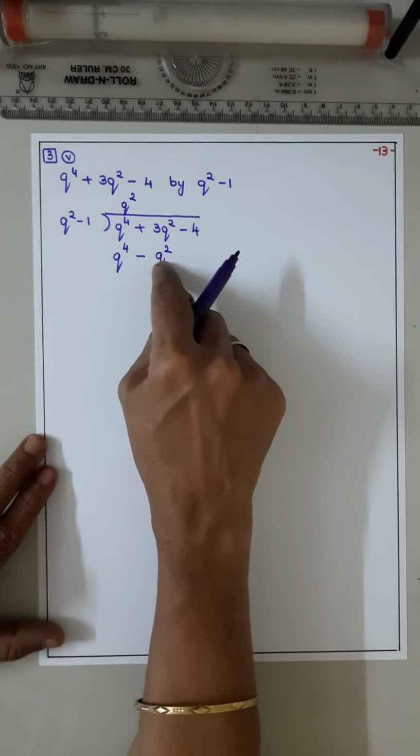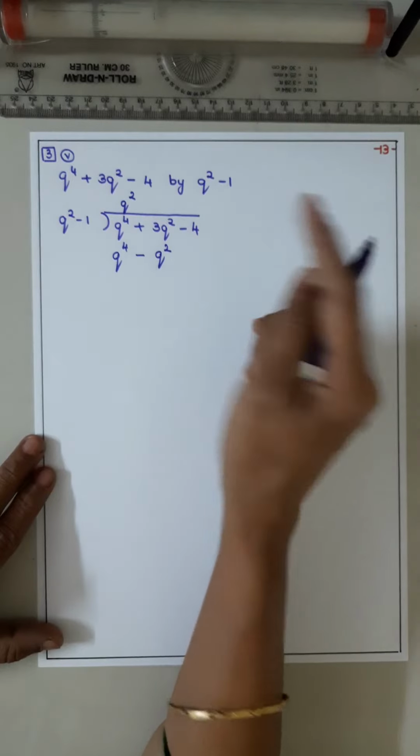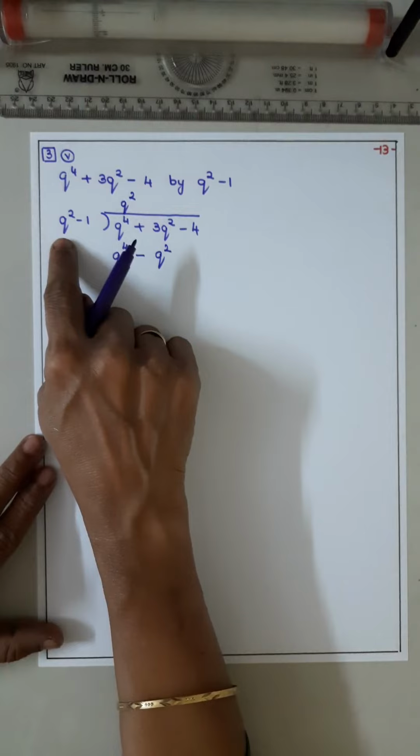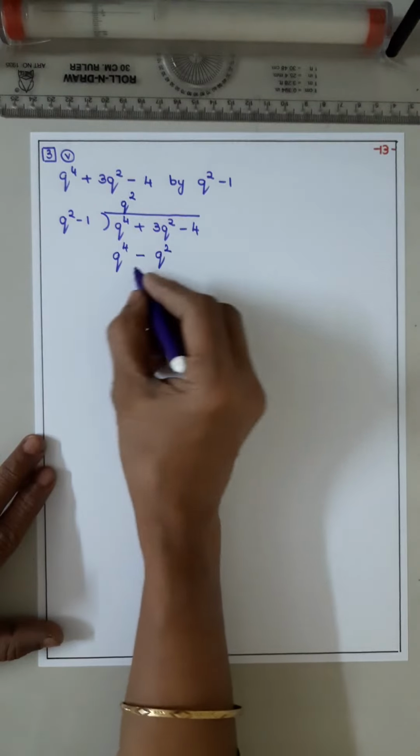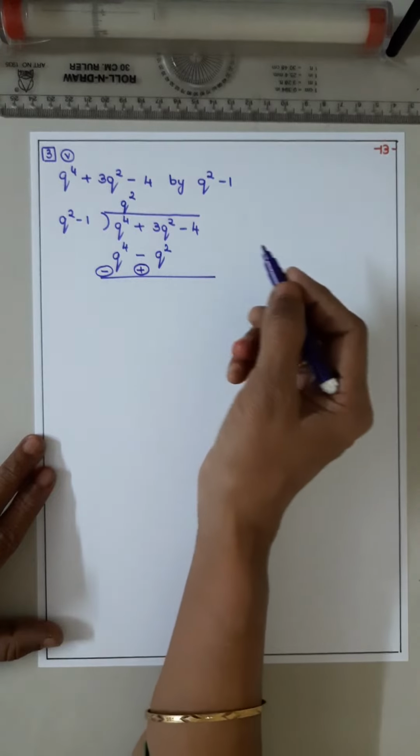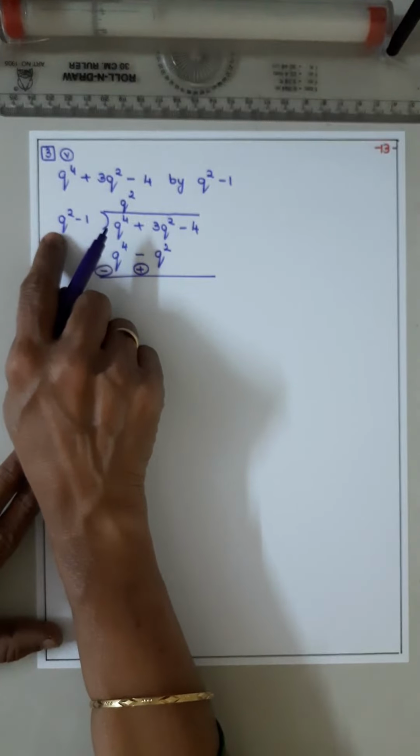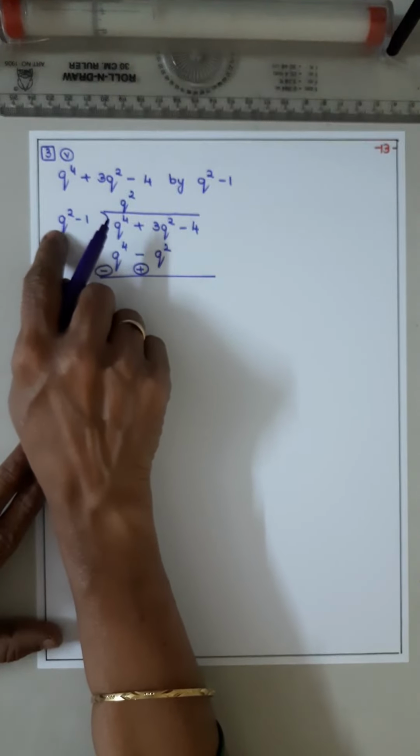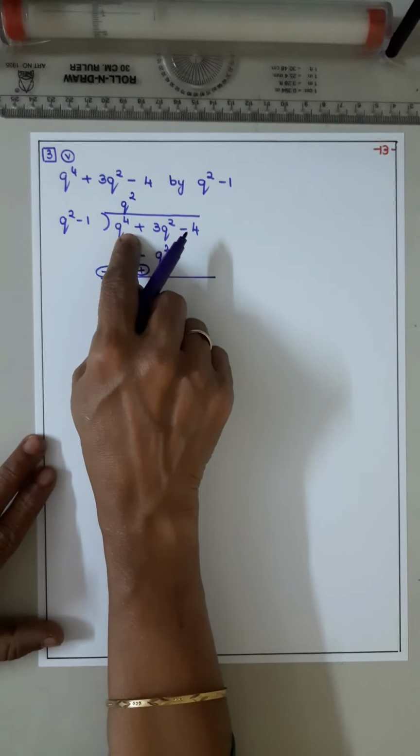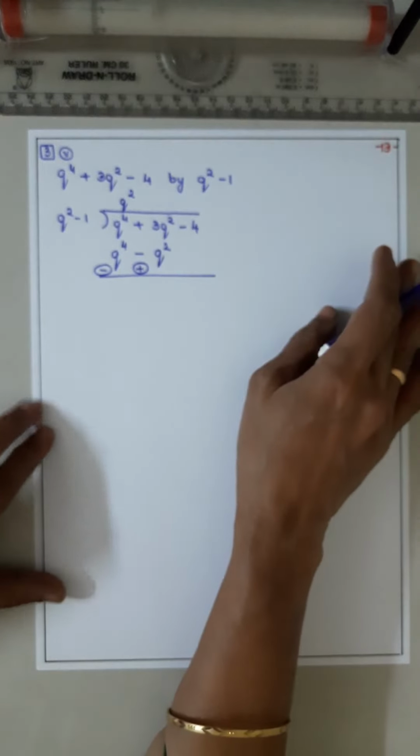Earlier something used to come there, here nothing remains. So for this we used to write 0q cube and so on, but here there is no need. Now change the sign. So remember where you have to put and where you should not. When it is q squared, in the divisor the power is 2 and here the power is 4, and in those sums no need of putting the extra ones.